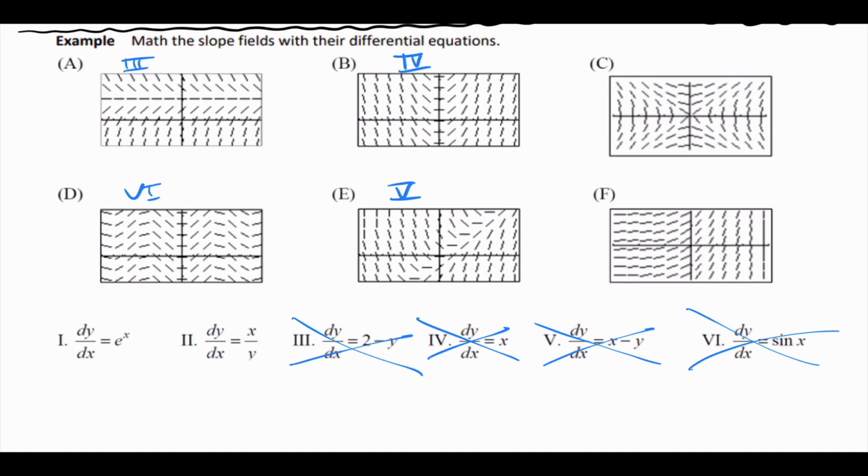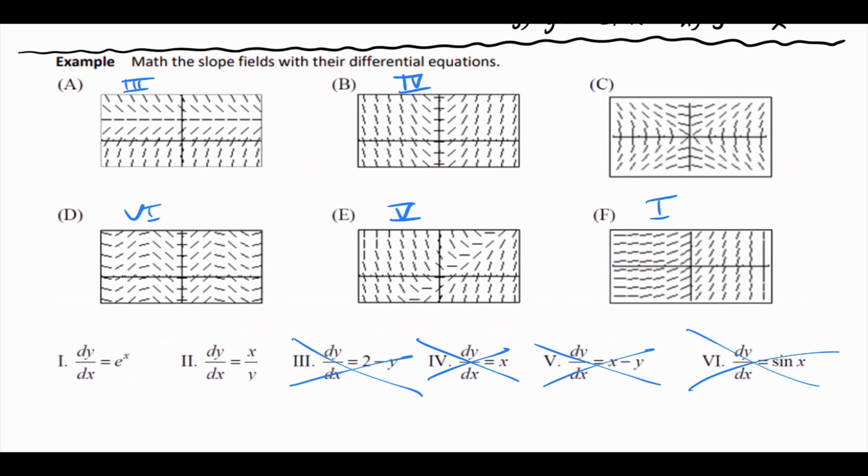So I have C and F. Let's see. So F. If I were to follow the curve for F, it looks like it slows and then it picks up. That's an exponential. That is number 1. And so the last one has to be number 2. Okay? We'll do some more practice with this tomorrow.